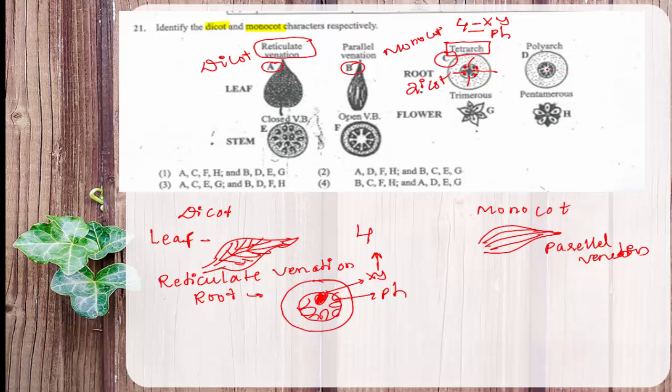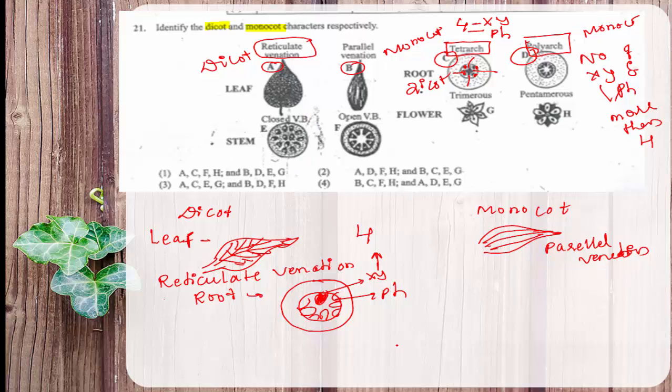Whereas in case of monocot, number of xylem and, in short, xy and ph for the phloem. Number of xylem and phloem patches is more than 4. So the condition becomes polyarch. When the number of xylem and phloem patches are more than 4, the condition is called polyarch, and polyarch condition is the character of monocot. So D is the character of monocot.